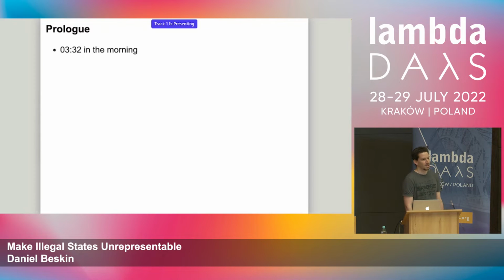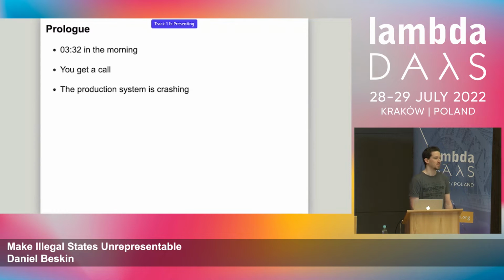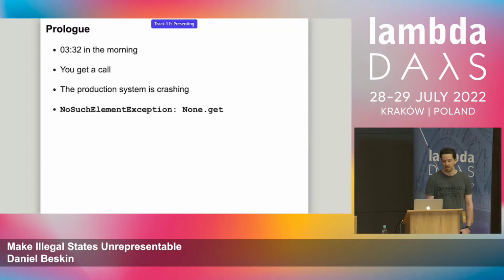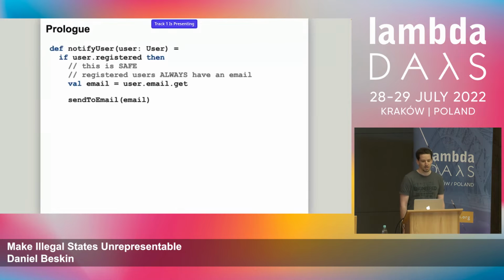It's the middle of the night and you're sleeping peacefully, and suddenly you get a call, and you're being informed that the production system is crashing. After a few minutes of furious debugging, you find this exception that happened: someone accessed an empty optional value. How can that be, you ask yourself. So you dig a little deeper, and you find this wonderful code.